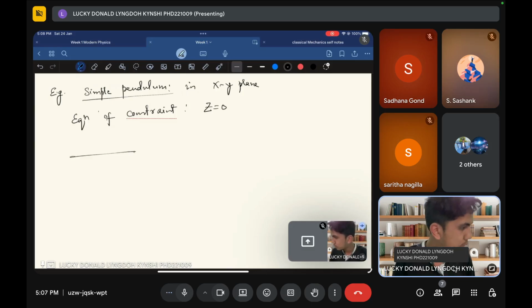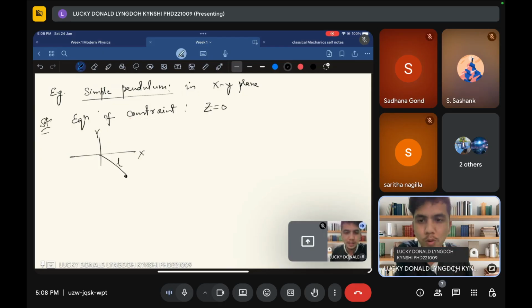Suppose this is the x direction, and this is the y direction, and suppose this is your pendulum, of length L. The first equation of constraint will be z equal to 0. The second constraint is that this length L is fixed, correct? So that will be x square plus y square is equal to length square. That means you have expressed your x and y values in terms of some constants.